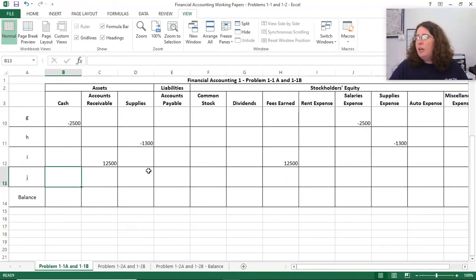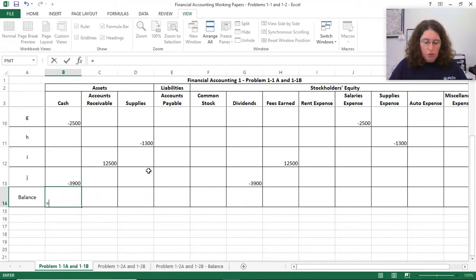So if we paid them, we're going to subtract $3,900 from our cash, and we paid our dividends. So we're going to subtract $3,900 from there to show that we sent out those dividends. We've, what's the word that they use? Distributed those dividends. Okay, so we've done all this. Now we want to see, is our equation still in balance?